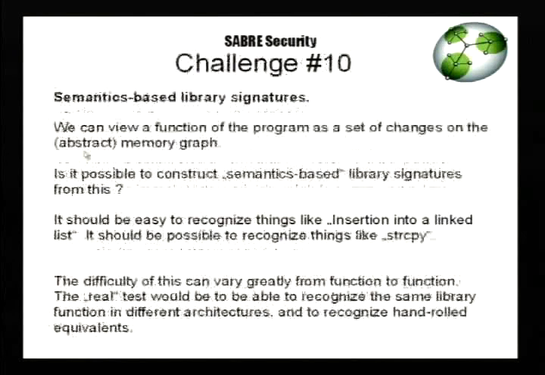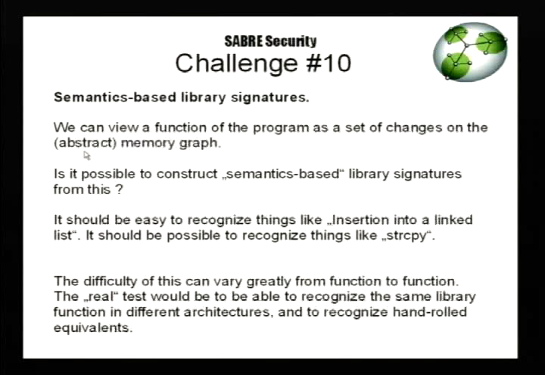All right. Challenge number 10, semantics-based library signatures. It would be nice to be able to recognize a string copy even if it doesn't have the same byte signature as a string copy. It would be nice to recognize a string copy if the programmer has decided to hand roll it. Which means I would like to have semantics-based library signatures.